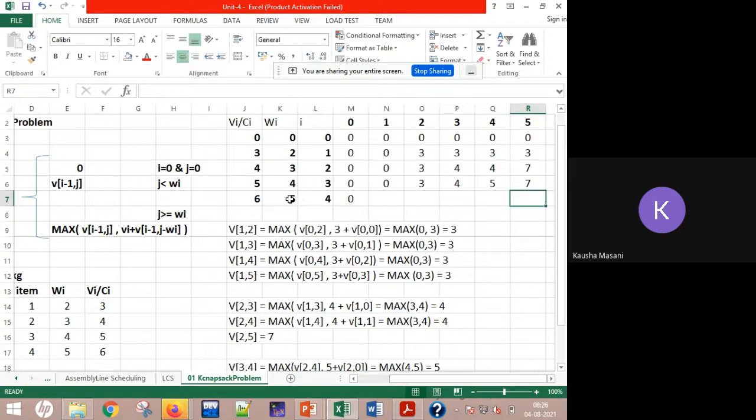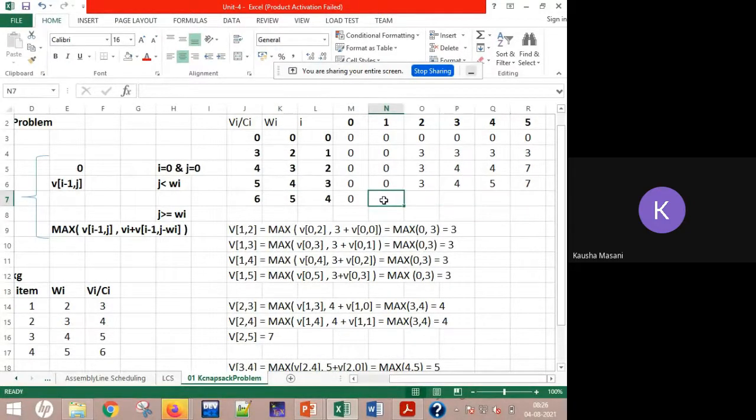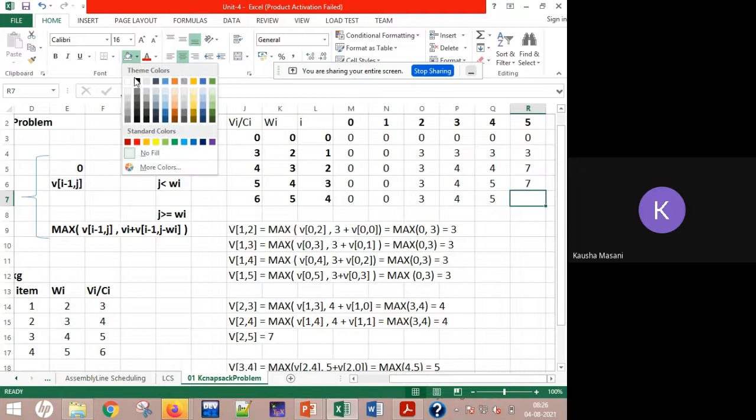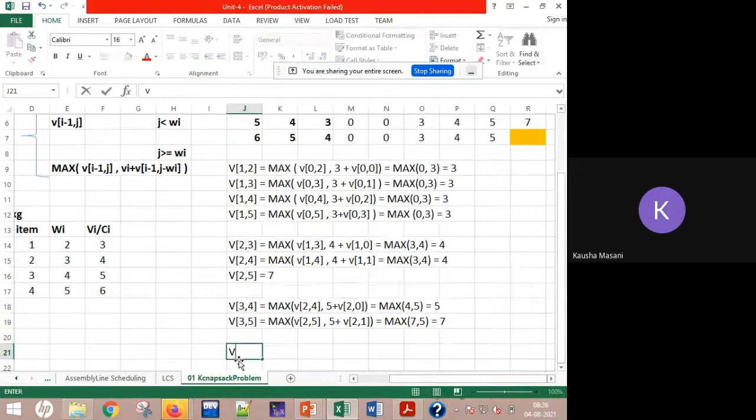Again for the last row, the weight is 5. So till 4 we can copy the above weights: 0, 3, 4, 5. So we have to compute only for this particular cell now. We are computing V of 4 comma 5. Again we'll do the max. I'm just directly writing now the values, max of 7 comma 6. So the answer will be 7 here.